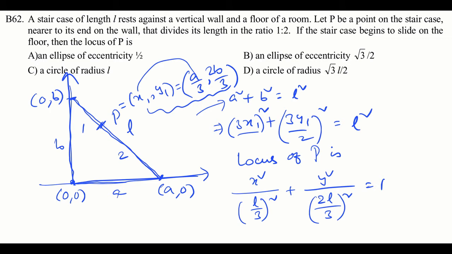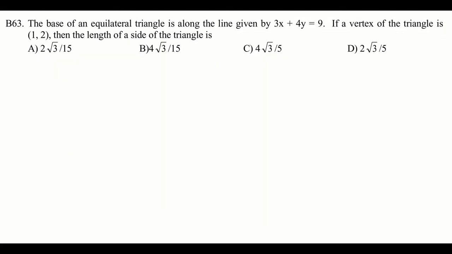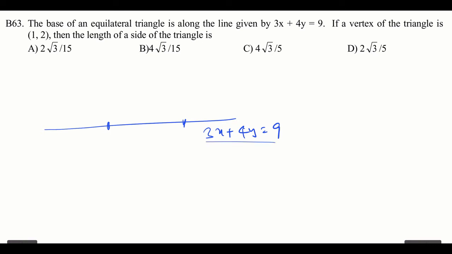Now coming to this problem, we are given the base of an equilateral triangle 3x plus 4y is equal to 9. We are given one vertex of the triangle. I observe that if I substitute 1 comma 2 in this, it is not satisfying. Therefore, the vertex must be the other vertex. So this is 1 comma 2.